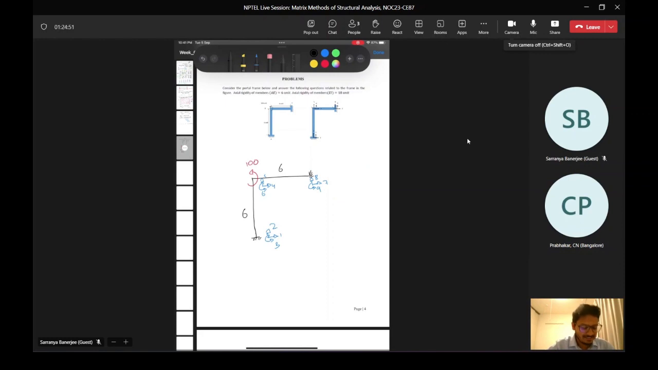Yes, you are correct. For one member, there is no requirement of a transformation matrix. It will just be an identity matrix. In the other member also, the transformation matrix is very simple.